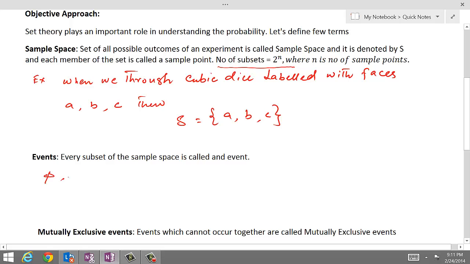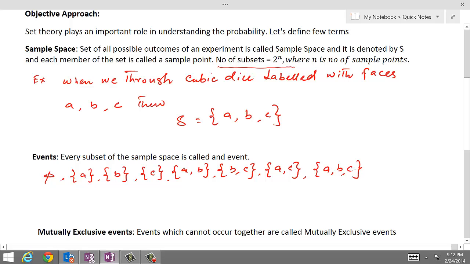So first the null set, then {A}, then {B}, then {C}. These singleton sets A, B, and C are called simple events because they contain only one sample point. Then {A, B}, {B, C}, {A, C}, and the last {A, B, C}. These are called compound events. So events with more than one sample point are called compound events, and events with only one sample point are called simple events.